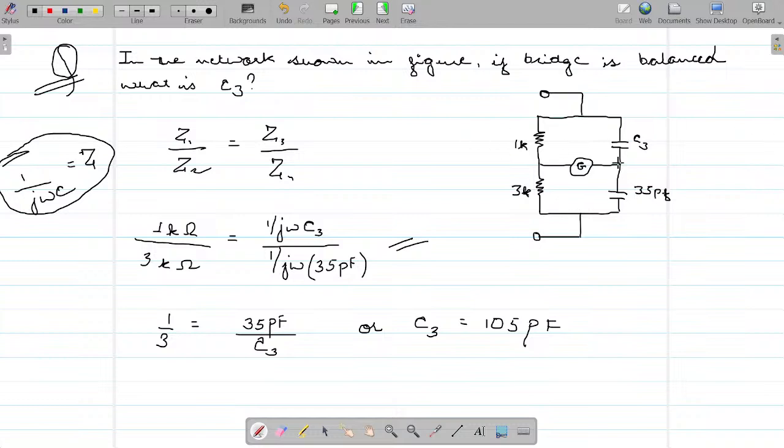There will be no current flowing through the galvanometer. It is a balanced bridge. It is given to you in the question. So the ratio of impedances will be the same on both left and right side. Is it clear? Is it clear?